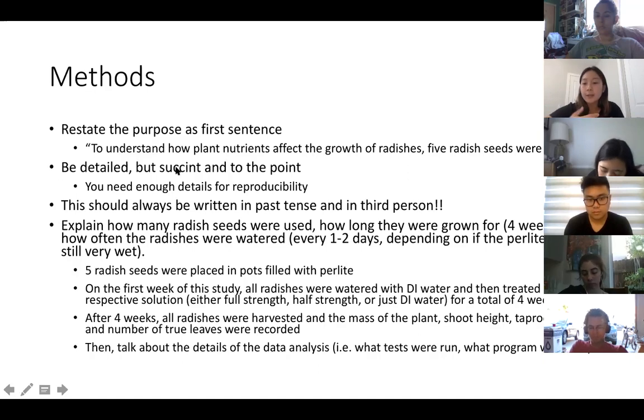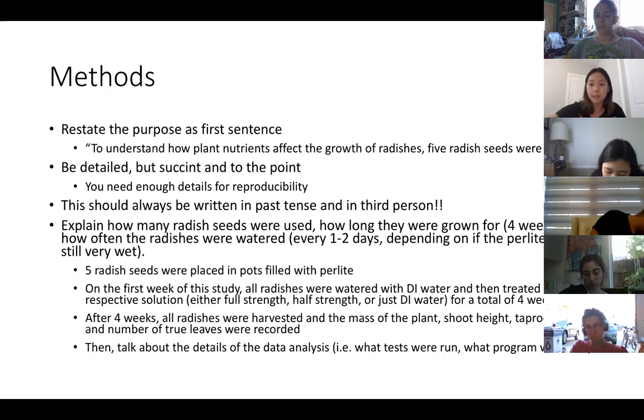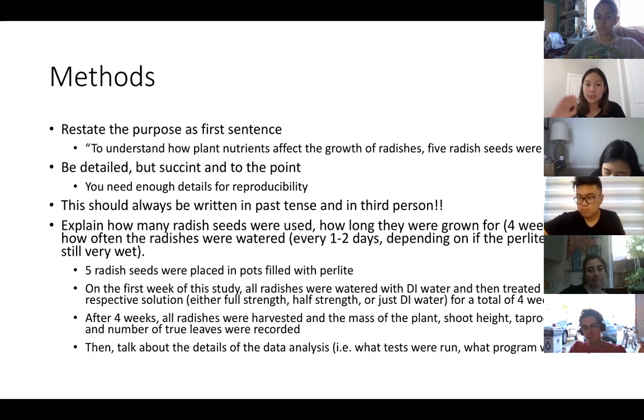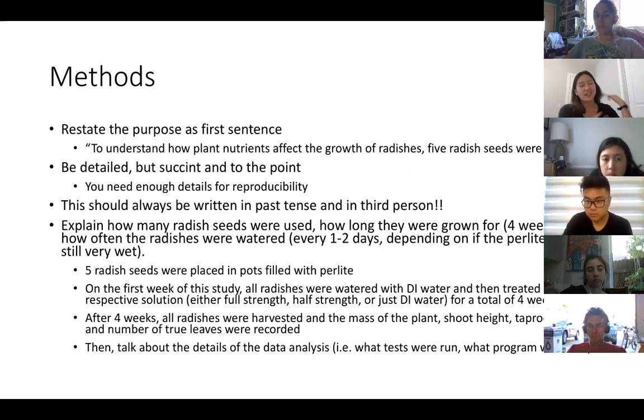So be detailed. You want to be detailed enough where if somebody else were to read it, they could easily replicate your study and do the experiment themselves. That's the whole point of why we publish scientific papers in the first place, so that other people can go ahead and do it and replicate those methods. But you want to be succinct and to the point. You don't want to add a lot of unnecessary details like what the weather was that day or what time of day you did the study. I mean, there are some methods where the time of day is important. For example, if you're taking water potential, obviously if you took it in the morning or at night, that matters. But for this study, it doesn't matter. So just be clear and to the point.